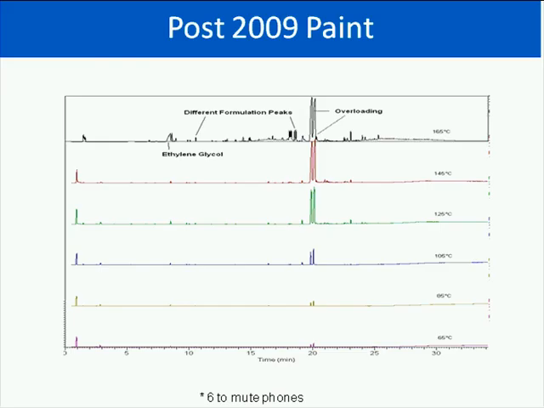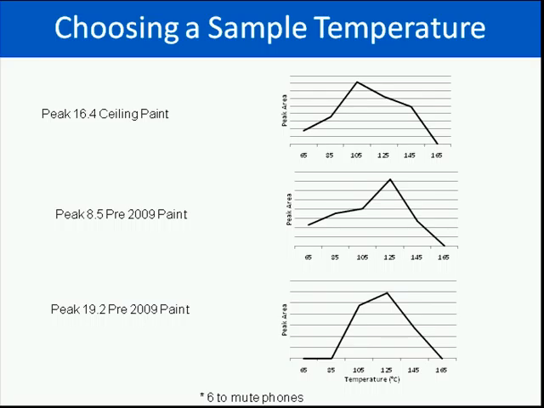Now, we have a temperature idea. We have 6 temperatures. How long should we expose the sample to those temperatures? So what we did was take a couple of the peaks from the different paints and graph them in terms of the peak area of that peak. From this data, you can see that an optimum temperature for these samples would be around 105 to 125 degrees.